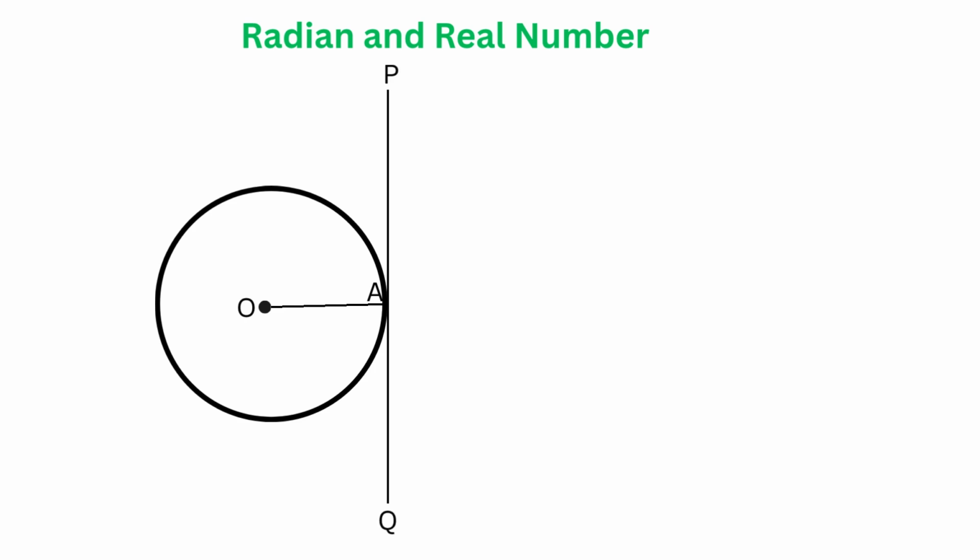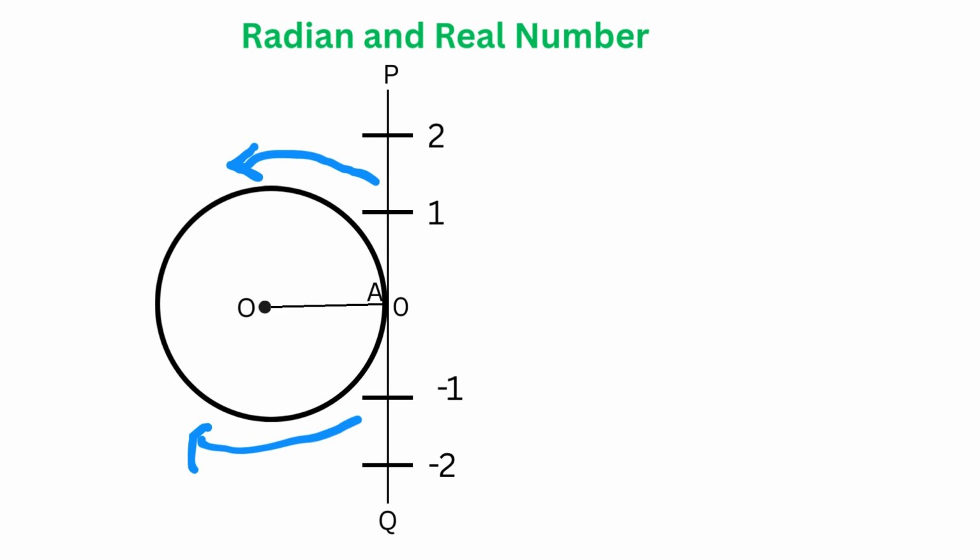Let's take the pointer as 0. To the right, AP represents positive real numbers, and to the left, AQ represents negative real numbers. If we wrap AP anti-clockwise around the circle and AQ clockwise, every real number corresponds to a radian measure, and vice versa. So, radians and real numbers actually represent the same thing, just in different forms.